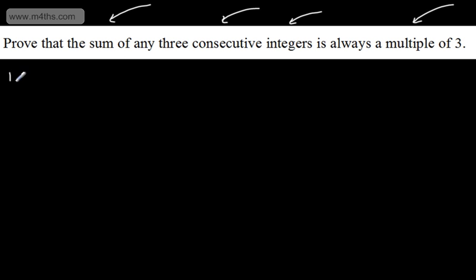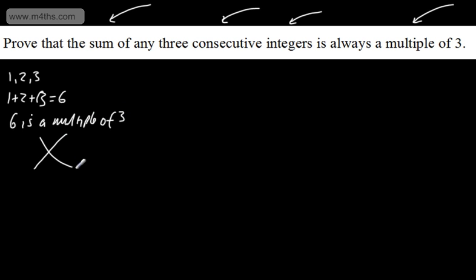So if I wrote now consecutive integers, we might have 1, 2 and 3. If I added those, 1 plus 2 plus 3 is going to give me 6. 6 now is a multiple of 3, so 6 is a multiple of 3. That is not a proof. It's just showing it holds true for that particular case. What I'm going to do is construct my proof. I'm going to say let n be equal to an integer. So n is some integer.